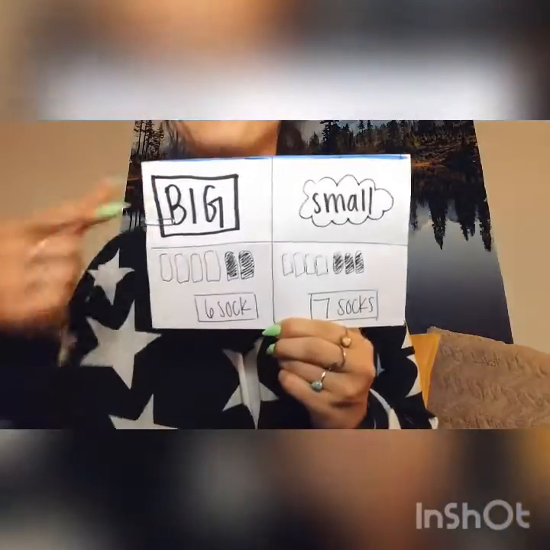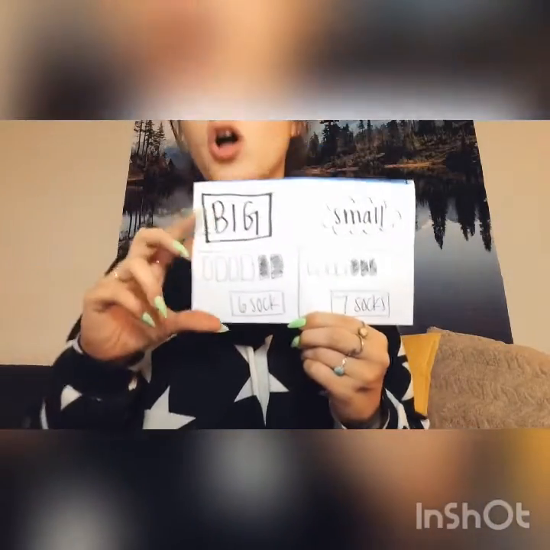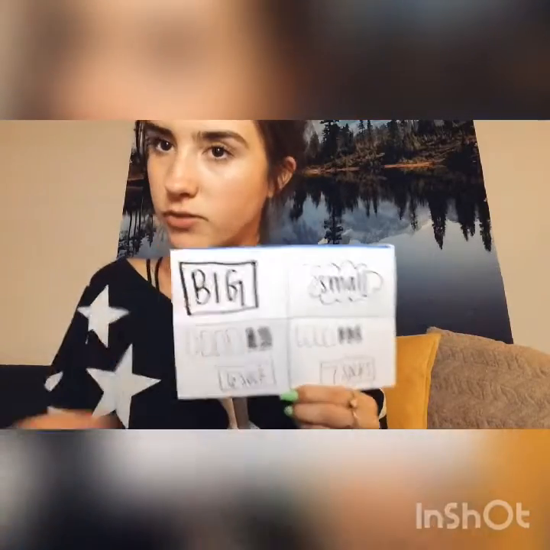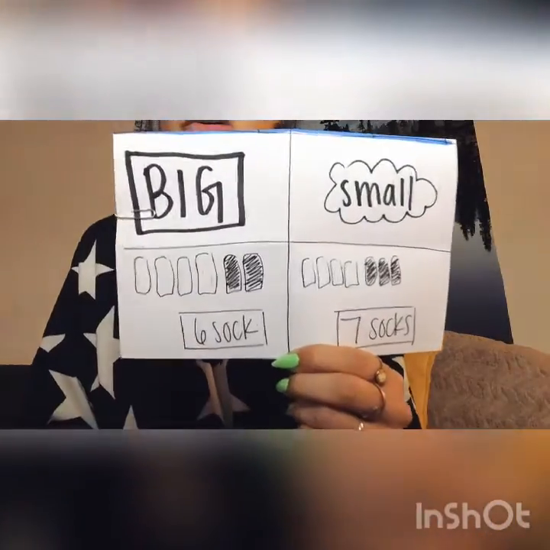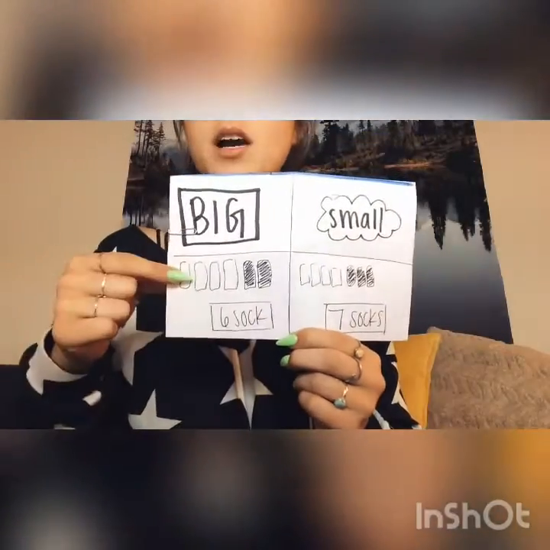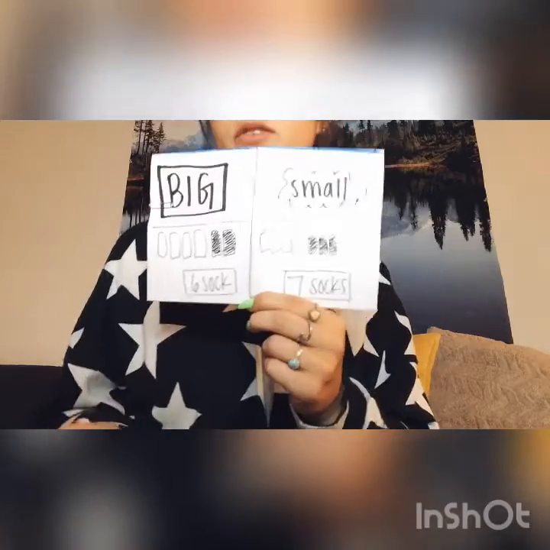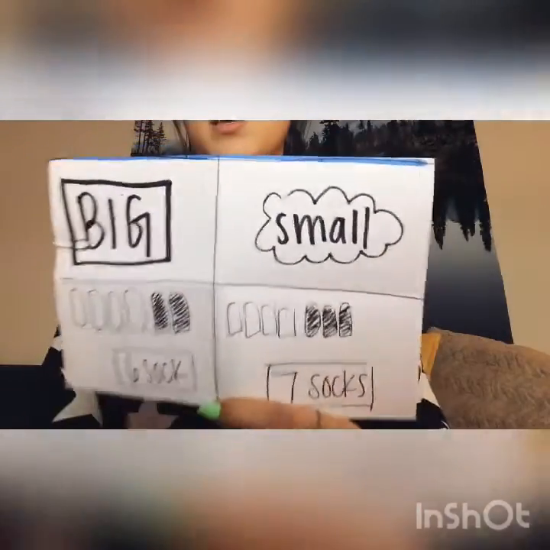So I sorted by big and small. I had some long, like tube socks. And then I had some smaller socks for just like tennis shoes. So I had my big socks over here. I had 4 white and 2 black. And then I had 7 socks over here that were small. And I drew them there.